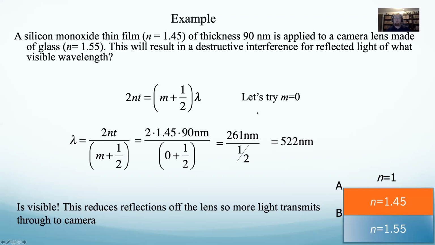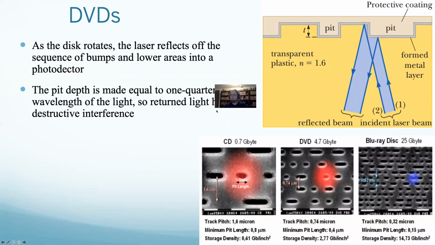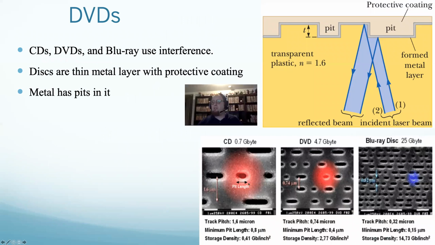This is also how Blu-ray discs work, or CDs or DVDs if you want to go old school. These pictures going across the bottom is a CD, a DVD, and a Blu-ray, respectively. What they are is they're a thin layer of metal with a protective coating. And the metal has pits in it, little tiny holes. 1.6 microns minimum pit length. 0.8 micrometers for a CD, 0.4 for a DVD, and 0.15 for the Blu-ray.